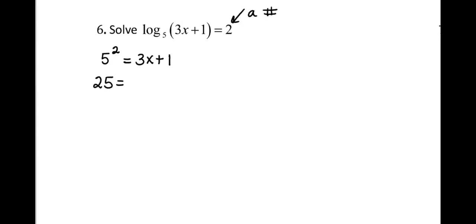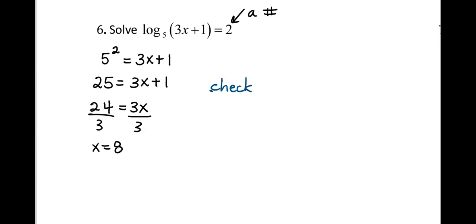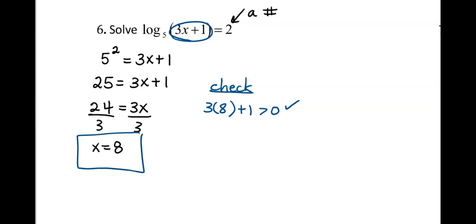Simplifying here, we have 25 is equal to 3x plus 1. I'm going to subtract 1 from both sides, giving me 24 is equal to 3x. And then I will divide both sides by 3 to get that x is maybe equal to 8. And I say maybe because we still have to check that our domain is not being violated. I need to plug our potential solution of 8 into the inside of the logarithm and verify that that is greater than 0 before we can confirm that 8 is in fact a solution of this equation.